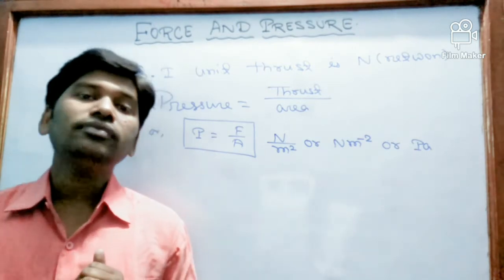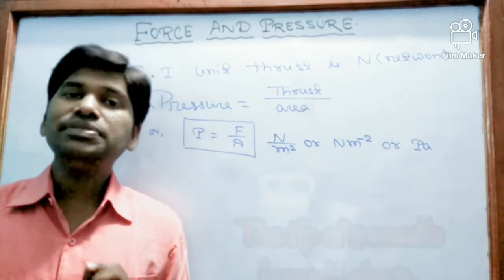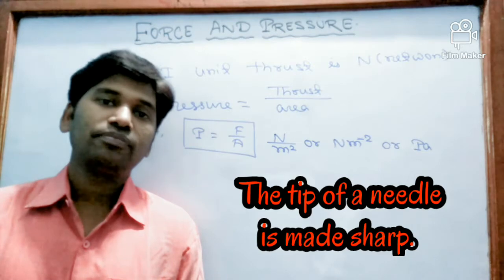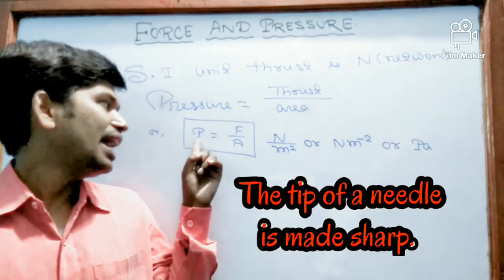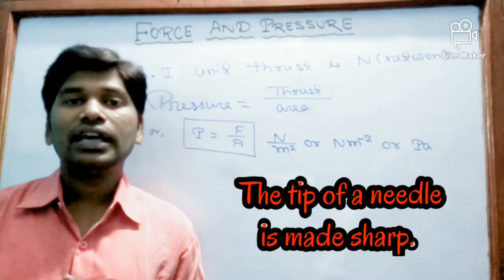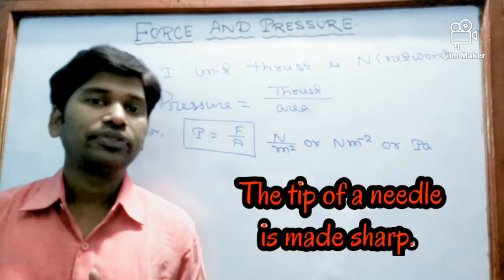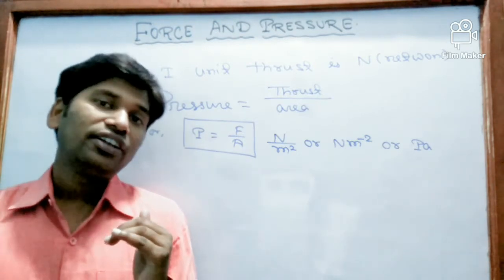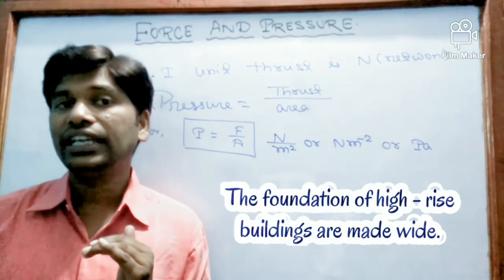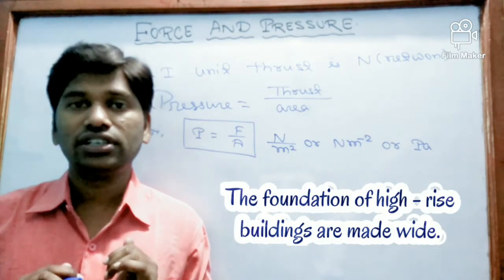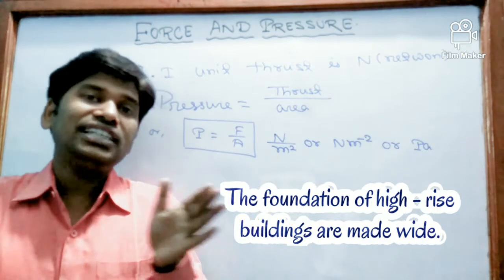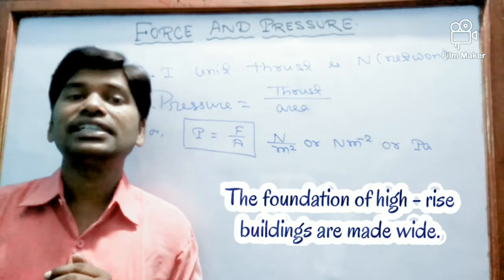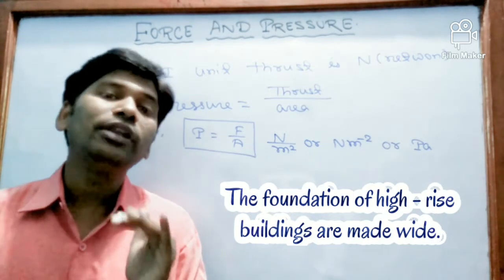Another example, the needles. As we see, the tip of the needle is very sharp, so the area is less and pressure will be more, and it can work easily. Another example, the high-rise building. The foundations of a high-rise building are made very wide, so that the whole weight is distributed over the large area and the pressure exerted by the building on the ground will be less.